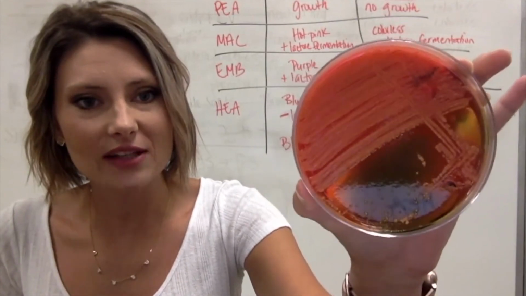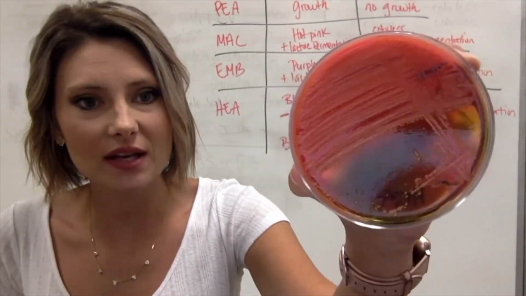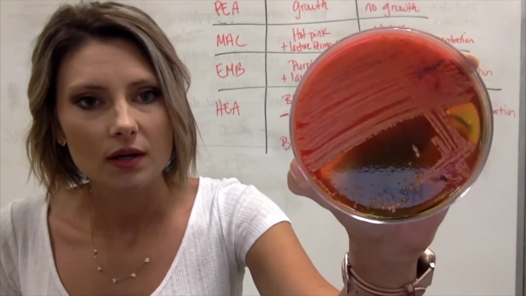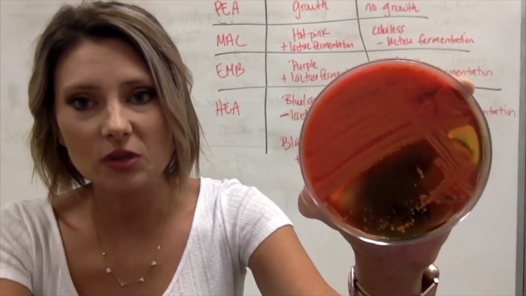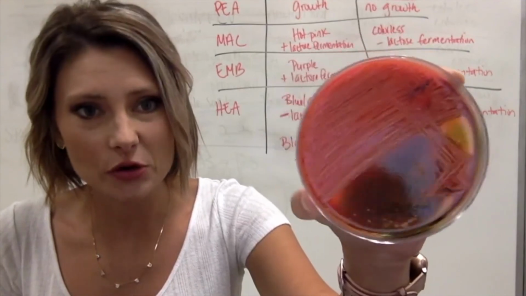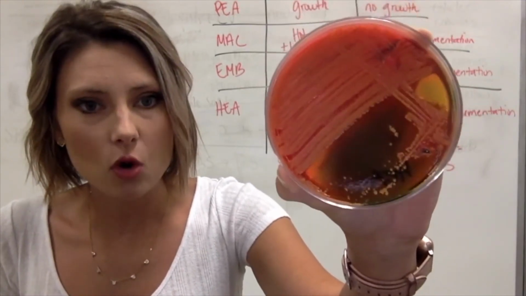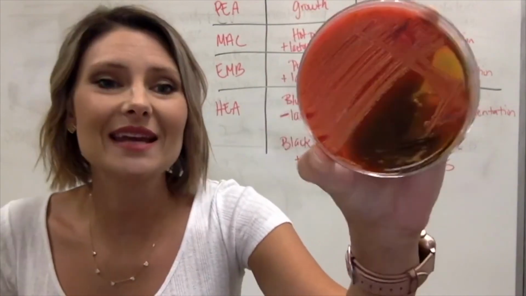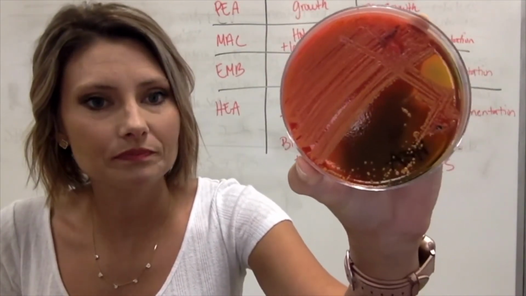Look at that coral color. Those colonies are bright coral. And remember, this is Citrobacter freundii. So it is a gram-negative organism, and it is a lactose fermenter. Bright coral color. So this is not Salmonella or Shigella. It is a negative result for HEA.